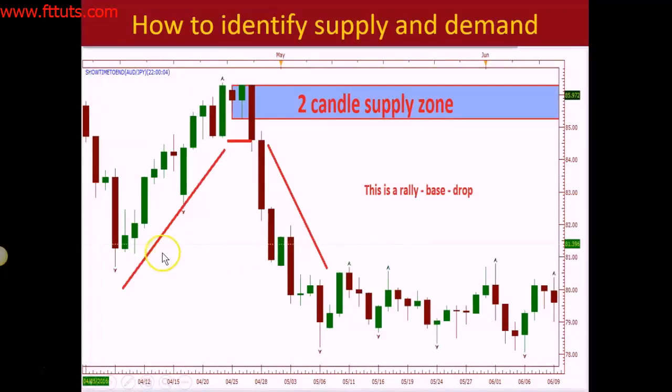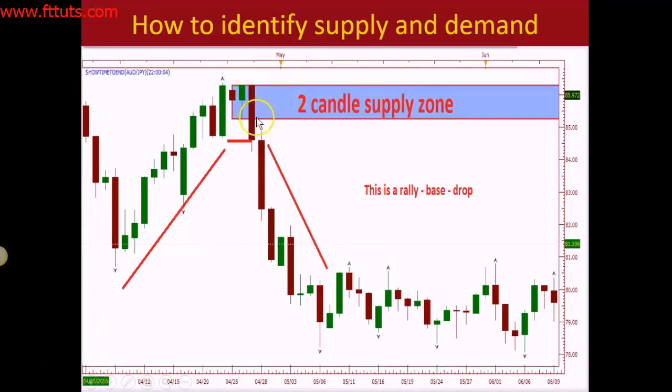Now here you have, this is also a rally, a base, and a drop. So this is the rally to the upside. This is my base, these 2 candles here, 1, 2. And what I did, when you're looking at this zone here, I drew from the wick to the upper top of the body. But when we're looking at this zone here, which is a supply zone, we'll be more concerned with the upper wick and not the lower wick.